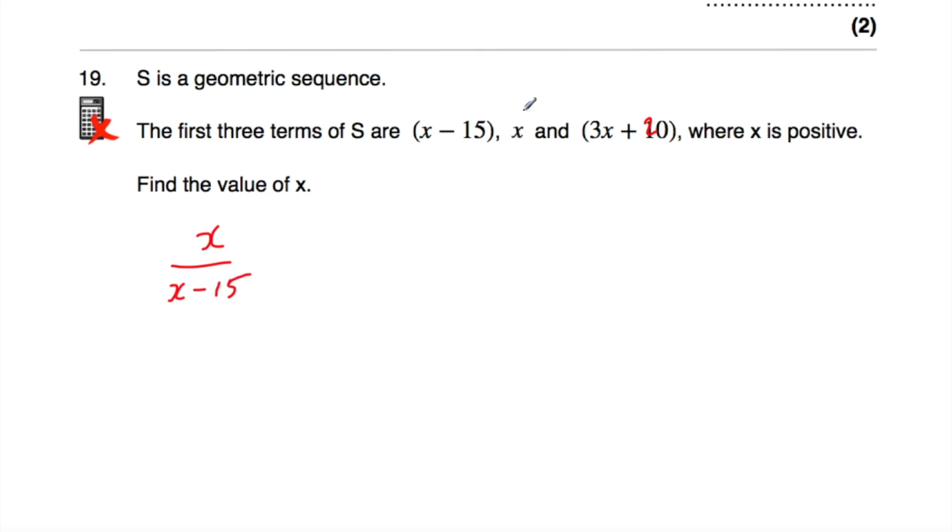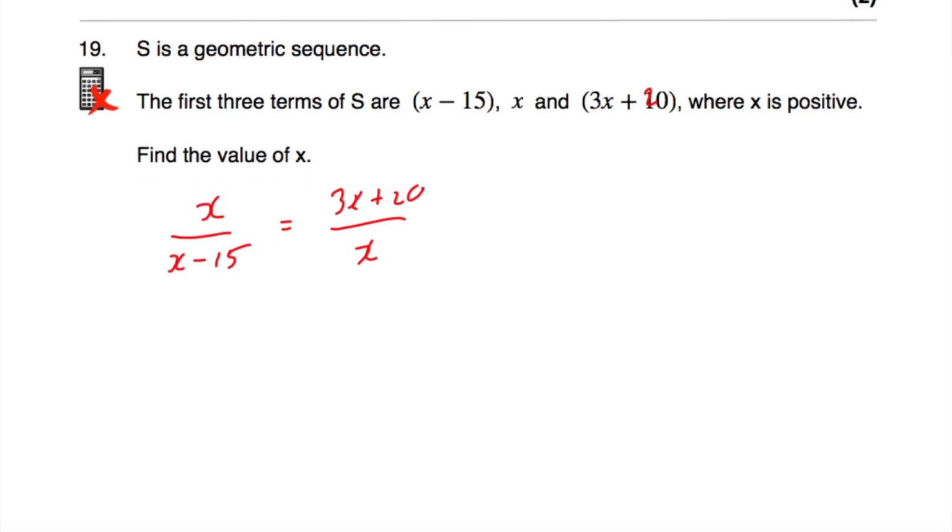And that would be the same as what we get if we divide the third term by the second term. Because if you divide the second term by the first term, that'll be what you're multiplying by. If you divide the third term by the second term, that'll be what you're multiplying by, and that'll be equal. So that means we can form an equation that (3x + 20) divided by x, the third term divided by the second term, will be the same as x divided by (x - 15). So that's our equation, and now we just need to solve it.